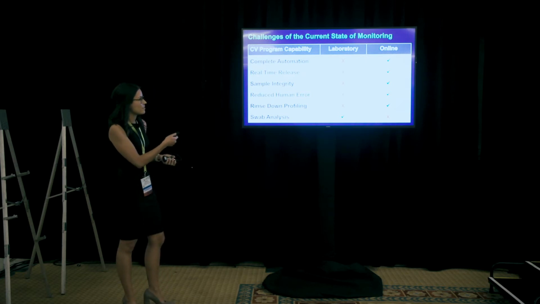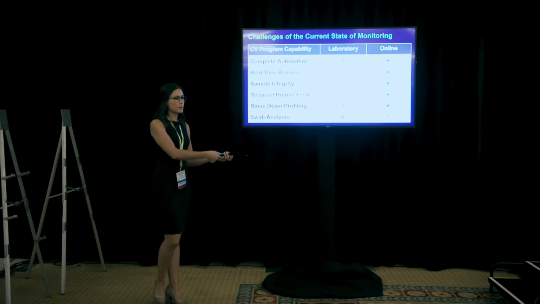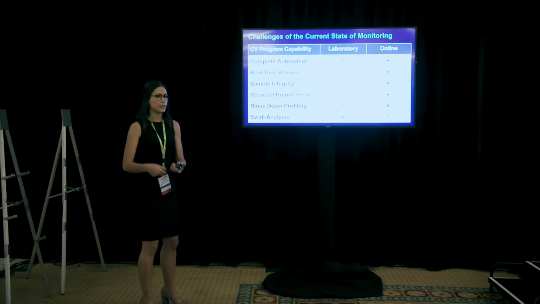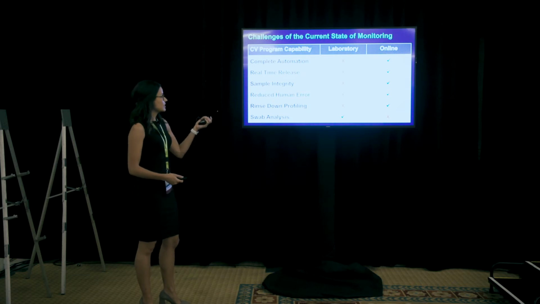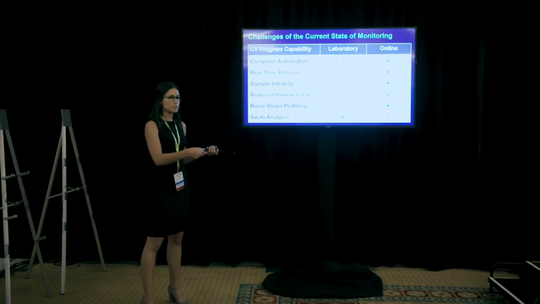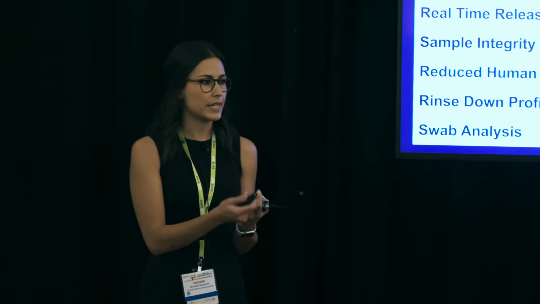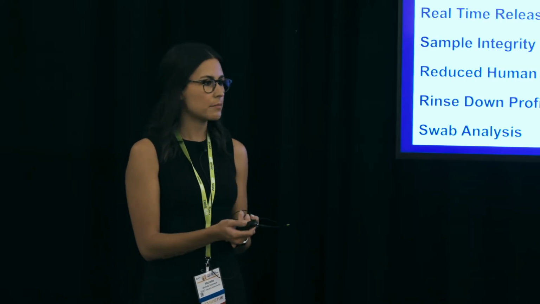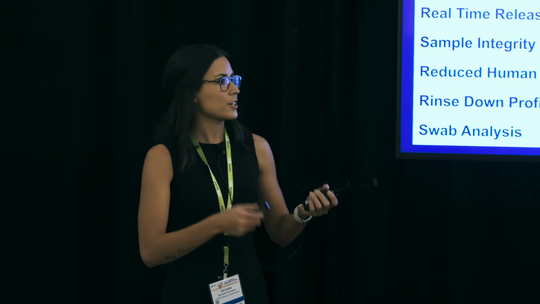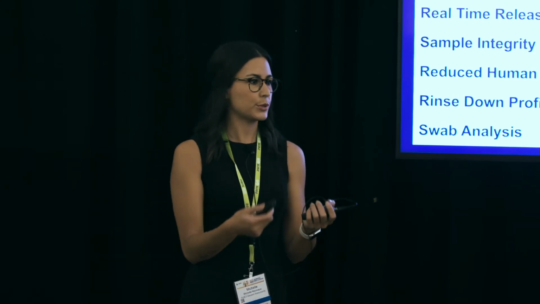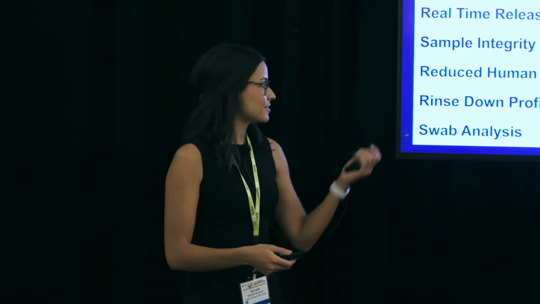Real-time release, you don't have this with the lab. You have this online, where your sample is being diverted from your process to your analyzer, and you're getting real-time data. And then sample integrity, this is huge. Again, your sample is being directly diverted to your analysis. You don't have somebody labeling it. You don't have somebody sampling it. You know that your sample is what it is and you're getting a true result. Not to mention reduced human error.